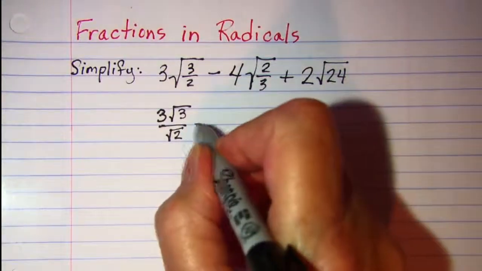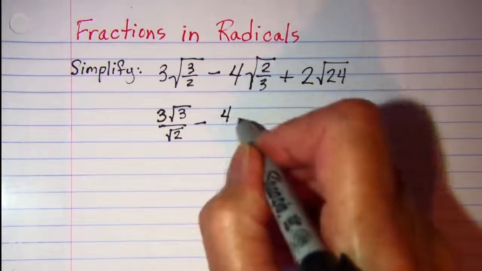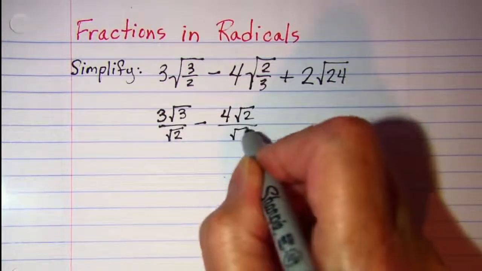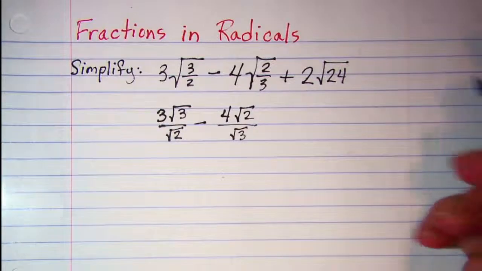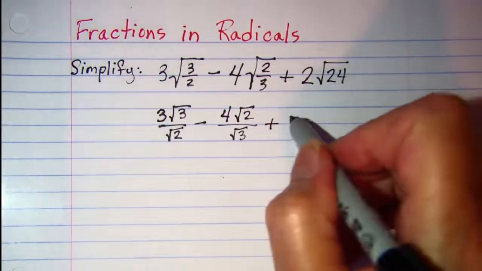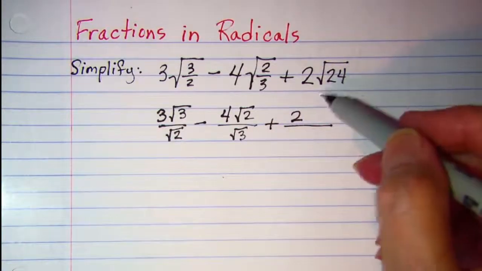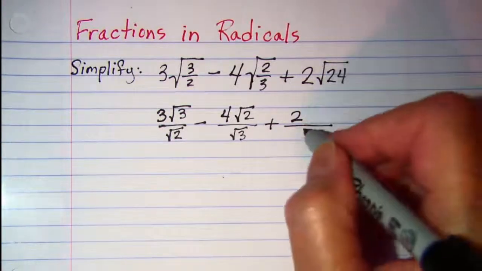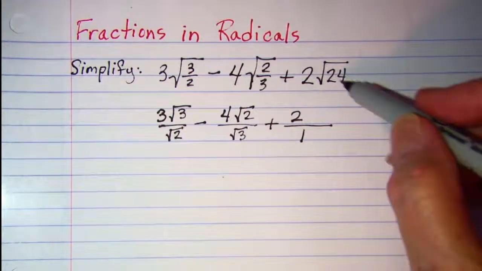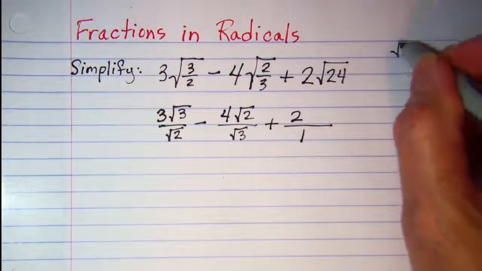And then I'll do the same thing with the second term. This is 4 times the square root of 2 over the square root of 3. And then this one, I have a 2 in the numerator, and I don't have any denominator showing, so I'll write this with a 1. I also notice that the square root of 24 can simplify.